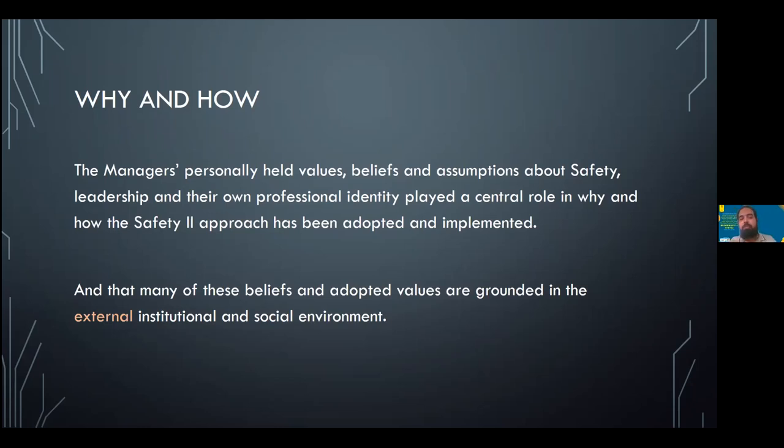And I found that many of these assumptions and beliefs are really grounded in the institutional environment outside the organization. I found that most of the values and beliefs that encourage the management to adopt safety tool come from the professional community, from the regulatory environment, and from the societal culture itself that penetrates inside the organization.